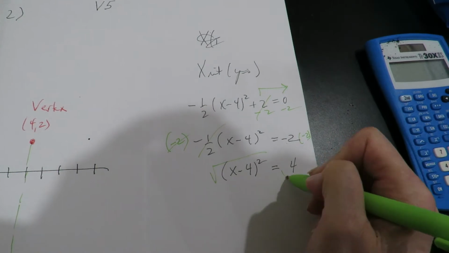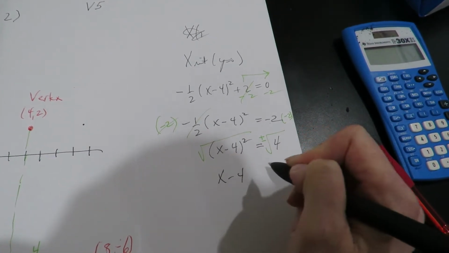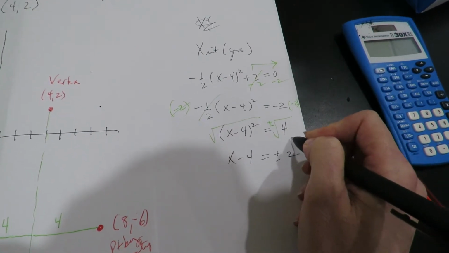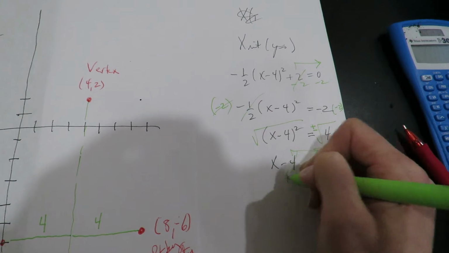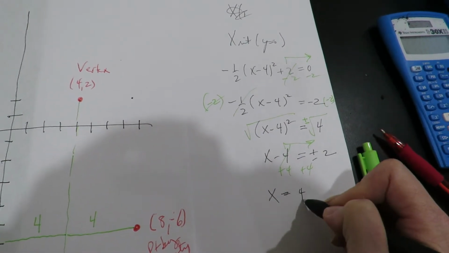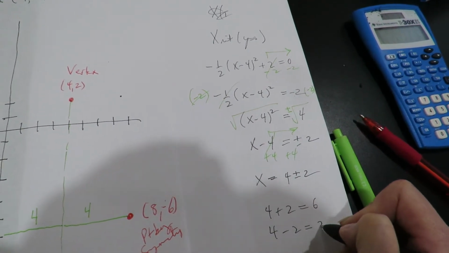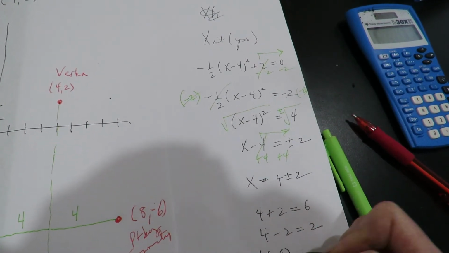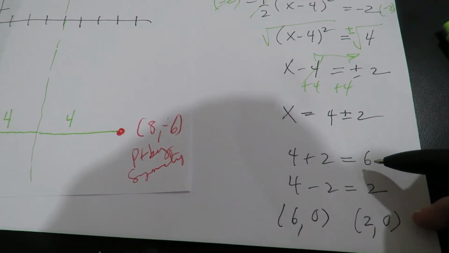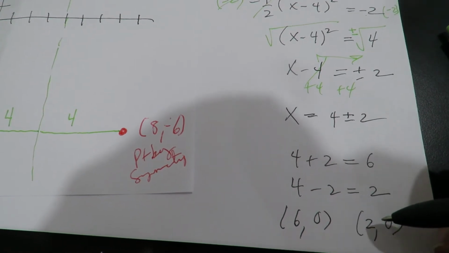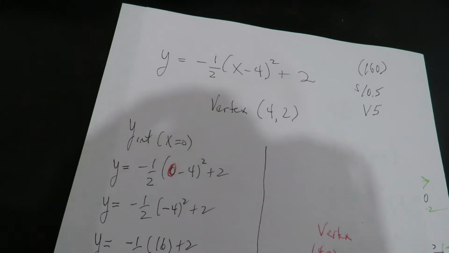All right, now I'm going to go ahead and take the square root because I've got something squared equals a constant. Square root of 4 is 2. Now I'm going to move the 4 to the other side. So we get (6, 0) and (2, 0). All right, so 4 plus 2 is 6. 4 minus 2 is 2. So those are the two x-intercepts. So I'm going to plot them now. So (6, 0) and (2, 0).